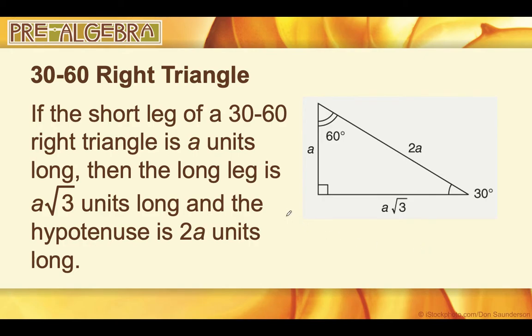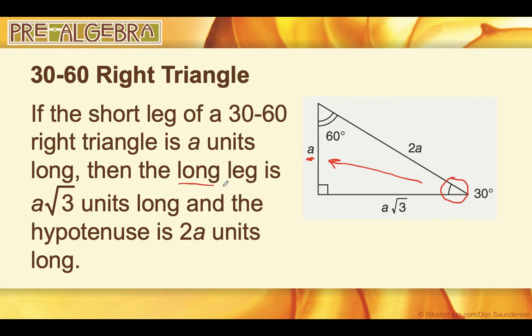Here we go. If the short leg of a 30, 60, 90 right triangle is A units long, how do we know which side is the short side? Take the smallest angle, which is your 30-degree angle, and it's going to be the side opposite. The shortest side of a 30, 60, 90 triangle will always be the side opposite your 30-degree angle. That A represents a positive number.